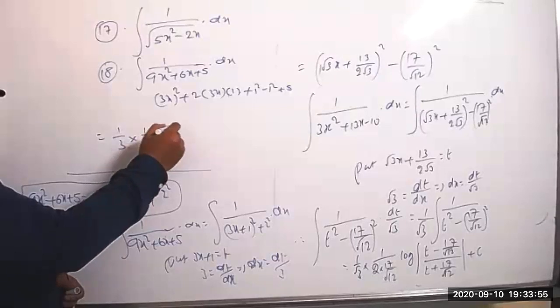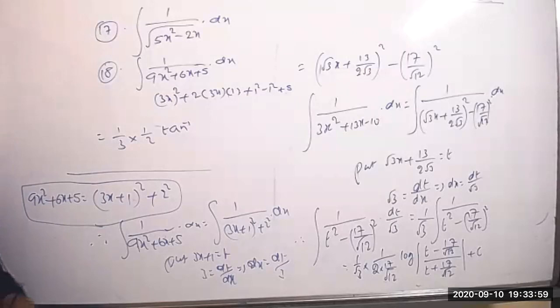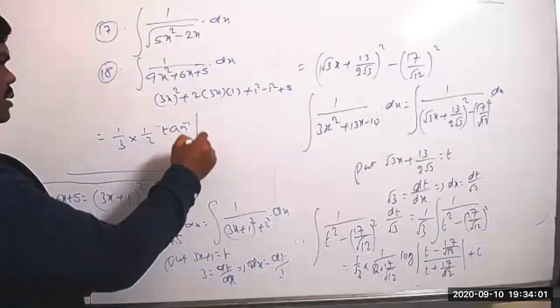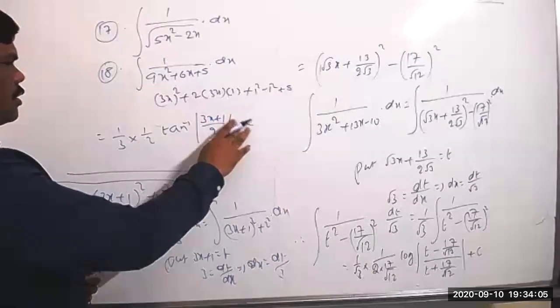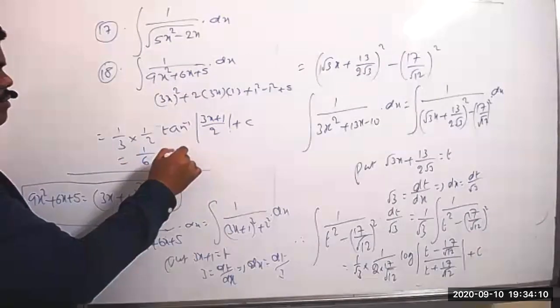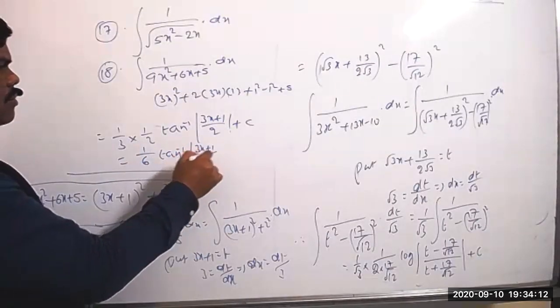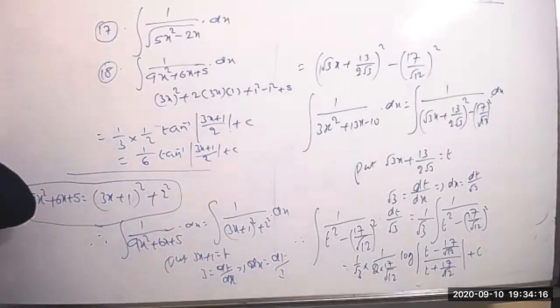No, tan inverse only. Oh, sorry, sir. 1 by a into tan inverse of x by a. So x equals 3x plus 1 by 2 plus c. Got this. Now we can write 1 by 6 into tan inverse of (3x plus 1) by 2 plus c.